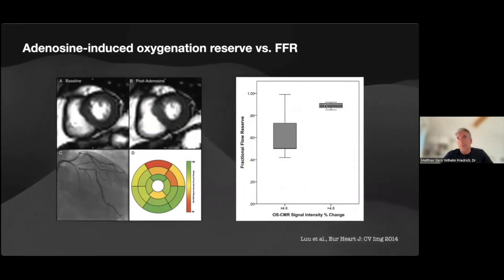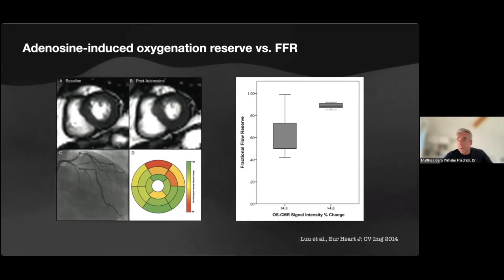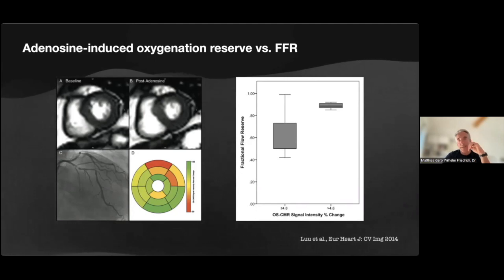FFR of a coronary artery, patients with a reduced fractional flow reserve have a much stronger decrease of the signal intensity, or a lack of increase of the signal intensity, which perfectly separated one from the other. So you could use adenosine and vasodilation to induce a difference between normal and stenotic areas and detect by that significantly stenotic coronary arteries.